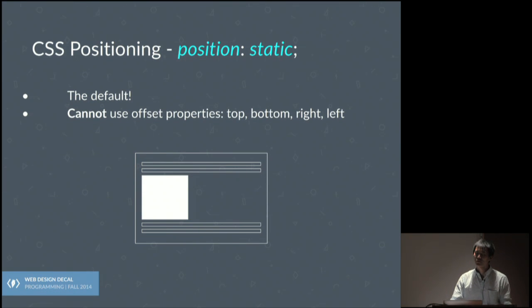So the first property I want to talk about is the position property, and in particular position static. Position static is basically how things lay out on the page by default. You probably never actually use position static in your CSS unless you were trying to override something, where you wanted it to be static or back to the default. But just know that it looks like this.